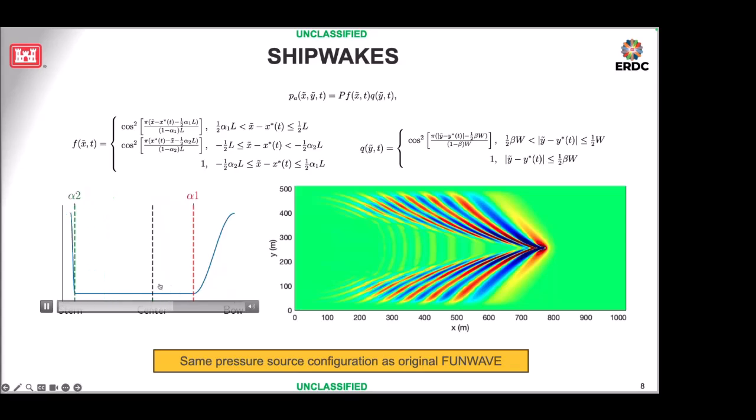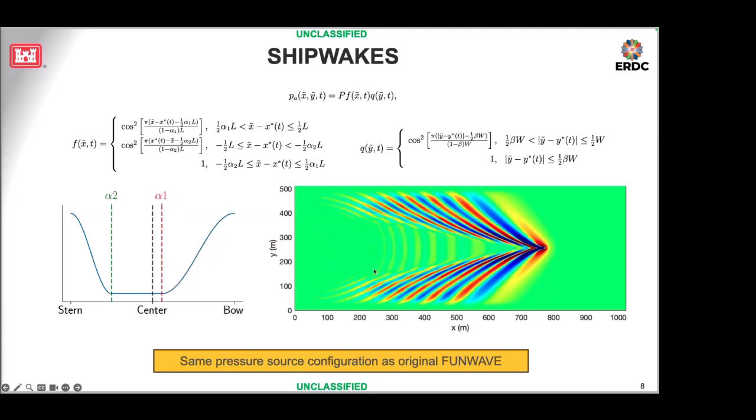You can see in the animation how these shape parameters affect the shape of the vessel pressure source. And with this beta parameter, it's just one parameter that controls the size of the vessel from bow to stern. In the bottom right figure, we have an example of the ship wake generated by this pressure source in the new model.